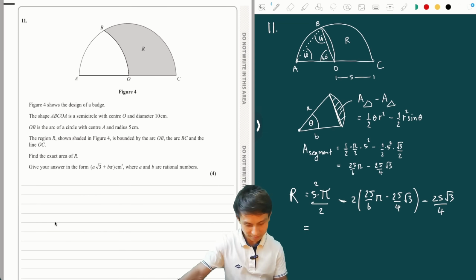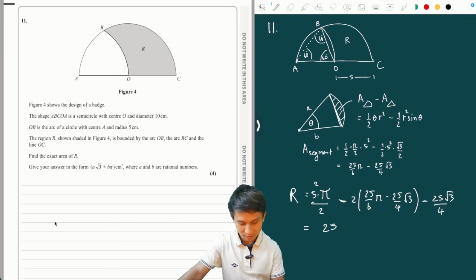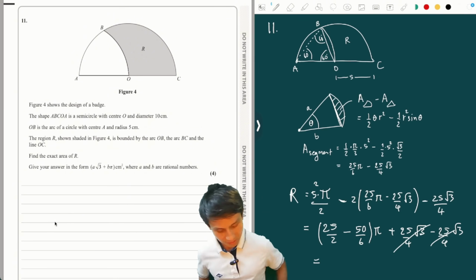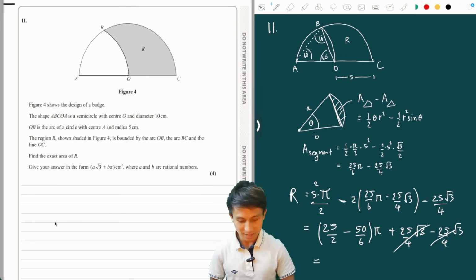Okay, so what do I do with all of them? So 25 over 2. I'm just going to gather all the pi terms there. This is minus 50 over 6. Is there anything else? No, that's it for the pi. And then I have a plus here, 25 over 4√3, and minus, that cancel, huh? Right? So, yeah. So we have, wait, what? Not cancel. Shouldn't cancel because we gotta have √3 in there, in the picture.